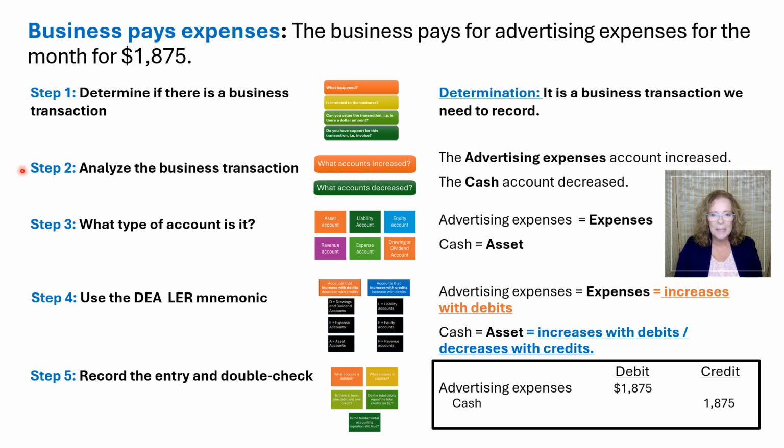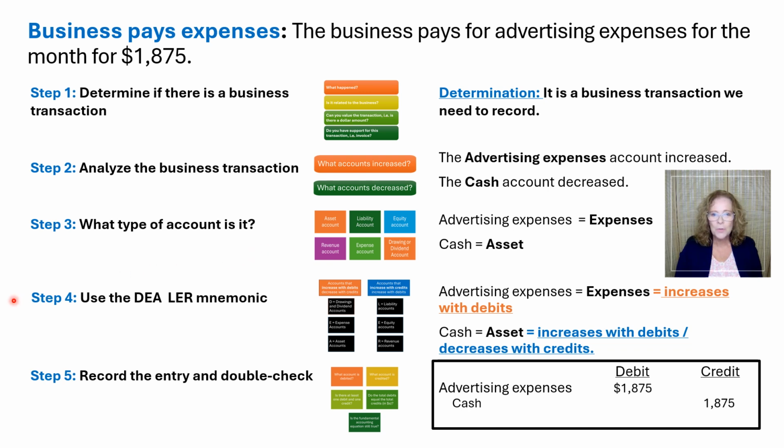In step 2, we now determine what accounts increased or decreased. What do you think? What accounts increased or decreased? Yes, advertising expenses increased and the cash decreased. In step 3, we determine what type of accounts are impacted by the transaction. What type of account is advertising expenses? What type of account is cash? Advertising expense is an expense account and cash is an asset account. So expenses are impacted and assets are impacted.